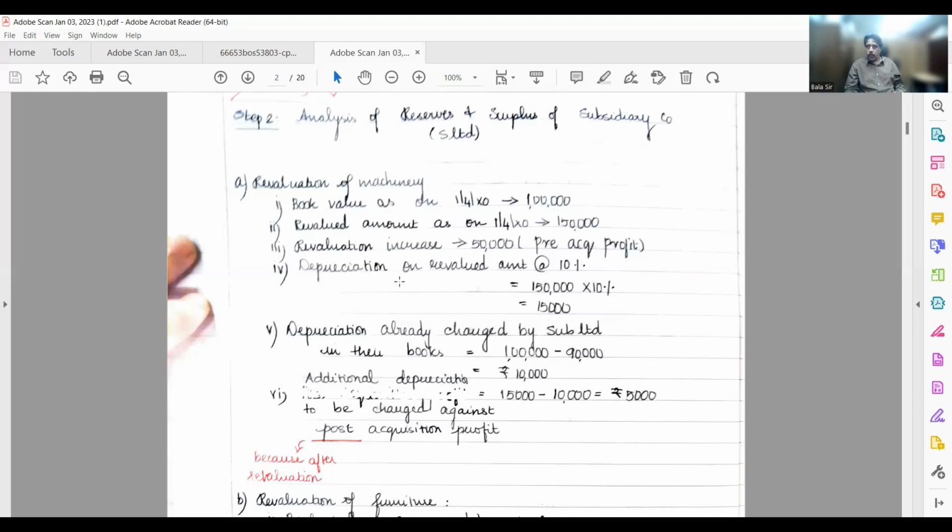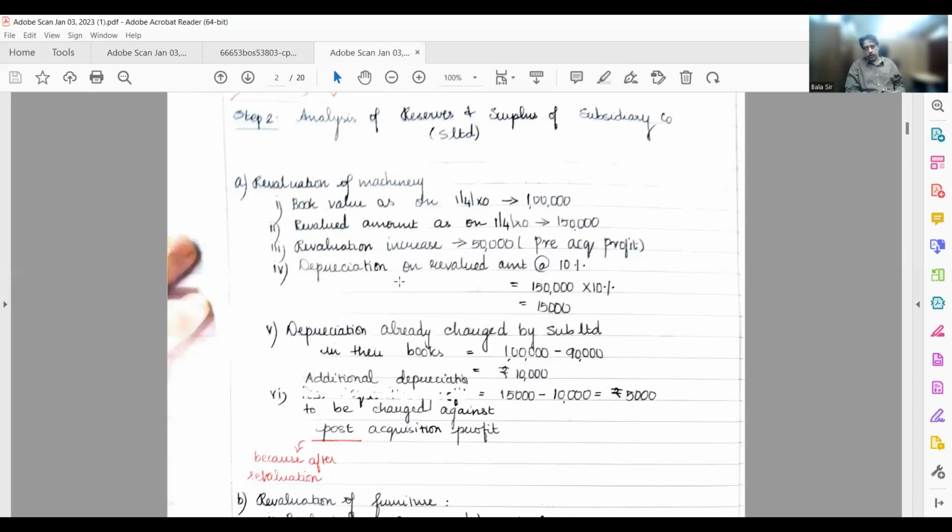Post-acquisition profit, because this is for which period? After 1/4/20x0, right? Yes, sir. Till the year end. So remember, you have to adjust this 5,000 against post-revaluation or post-acquisition profit. Both mean the same. Why? I revalue the asset on the acquisition date. Yes, sir. Read the point.